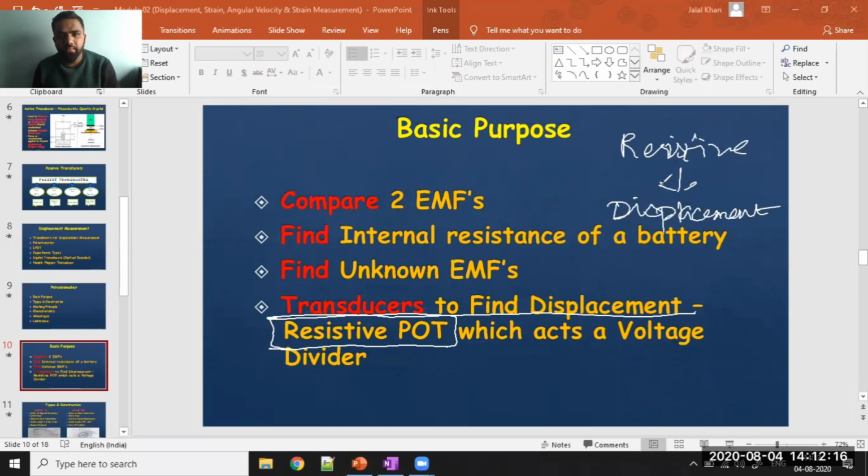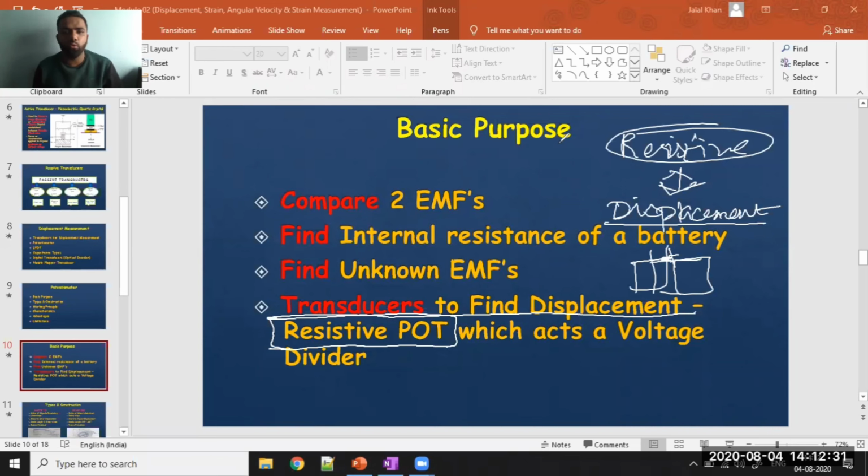So suppose there is a system which is moving, and when this system is moving from this position to this position, it is covering some displacement. You can see this will be the displacement. So this displacement will get calibrated into resistance. That's why it is called a resistive type potentiometer.